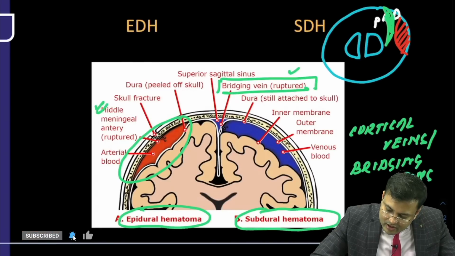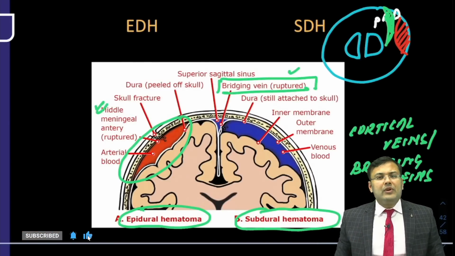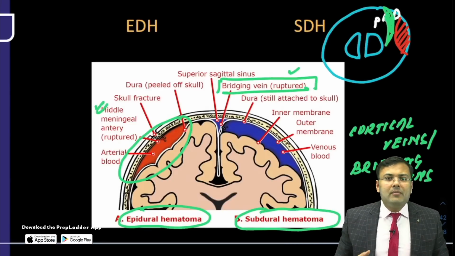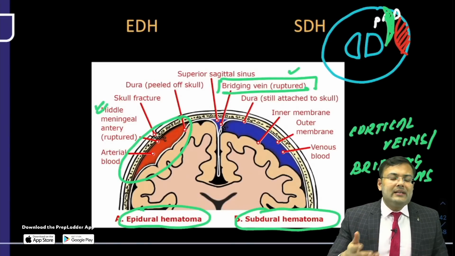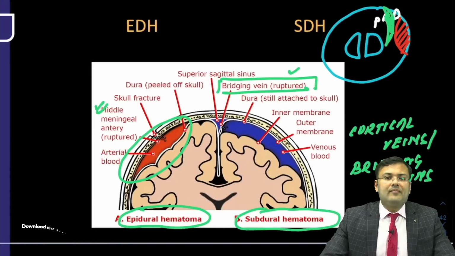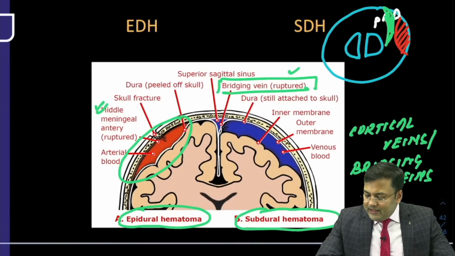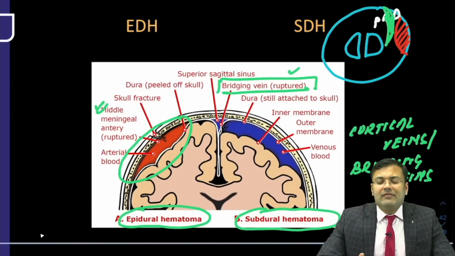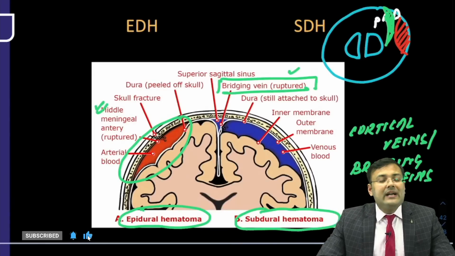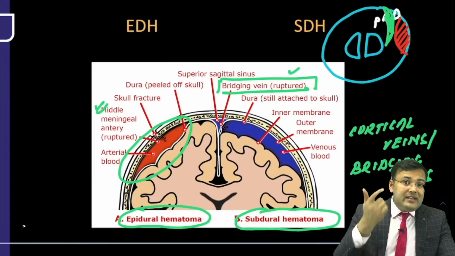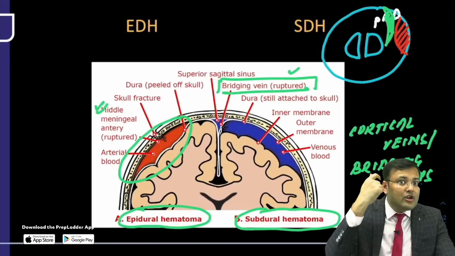Can you tell me, out of EDH and SDH, which one is caused by significant trauma and which one is seen in elderly? EDH, SDH, which one is more common in elderly after significant trauma? Gargi, you are correct. Yes, mixed response is there. Let me tell you guys, it is SDH, not EDH. EDH can be caused by even trivial trauma to this area. This region is pterion.